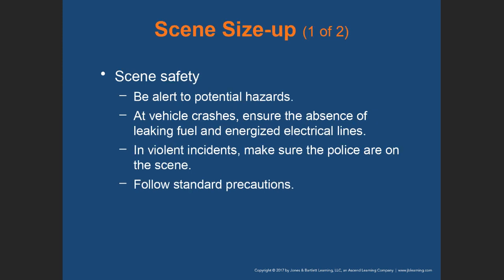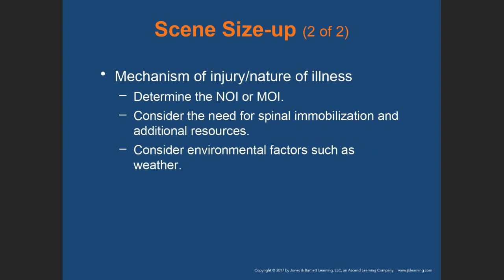All right, now the patient assessment. Scene size up, scene safety. Be alert for potential hazards. At vehicle crashes, ensure the absence of leaking fuel and energized electrical lines. In violent incidents, make sure that the police are on the scene. Follow your standard precautions. For the mechanism of injury or nature of illness, determine the NOI or MOI. Consider the need for spinal immobilization or spinal motion restriction, or if you need any other resources. Consider environmental factors such as weather.